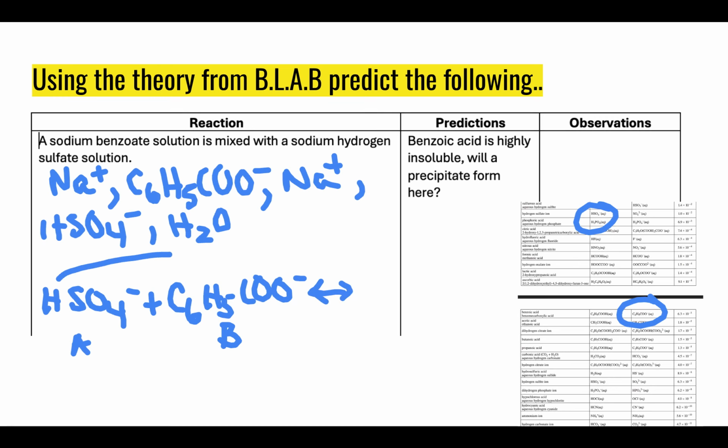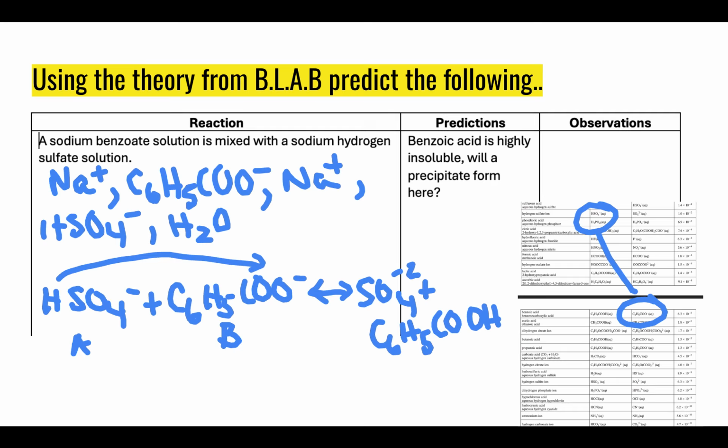The acid will give away its hydrogen to the base, making SO4 negative 2, plus benzoic acid, so C6H5COOH. Now your acid is higher than your base, so once again your products should be favored, and then we can come to the prediction. So once we get some more information, it's telling you that benzoic acid is highly insoluble, and would you form a precipitate here?